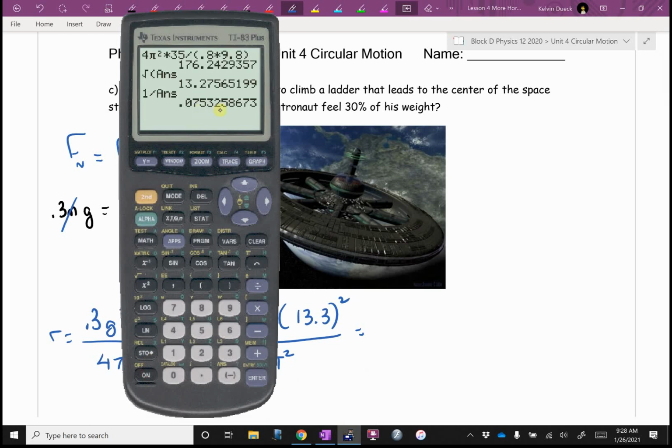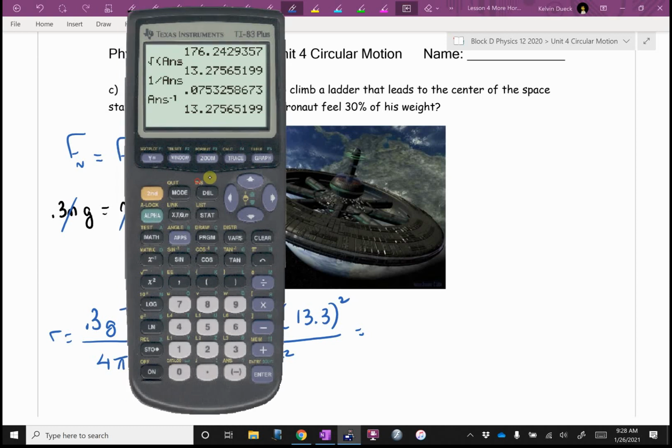I have the frequency still on my calculator, so I'm going to reciprocal it again to get the period back. 1 divided by. In fact, I have a reciprocal button. You may have noticed you have a little x to negative 1 button or a 1 over x button. That's because that reciprocal thing happens fairly often in physics, and so there's often a dedicated button. You don't have to use your answer button, but I tend to.